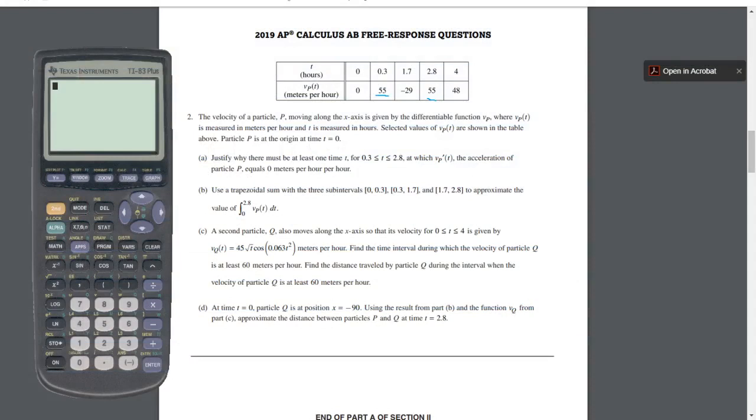Since the function is differentiable on that interval, then by the mean value theorem, there must be a point in that interval where the instantaneous rate of change is equal to the average rate of change. So the average rate of change equals 0. The function is differentiable, so there must be a point in the interval where the instantaneous rate of change is equal to the average rate of change.